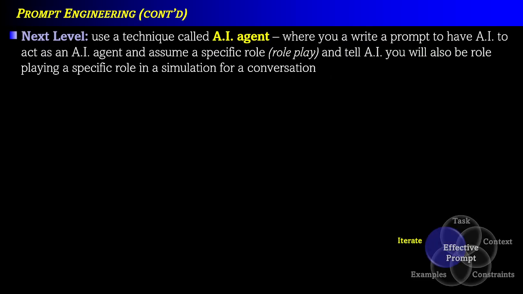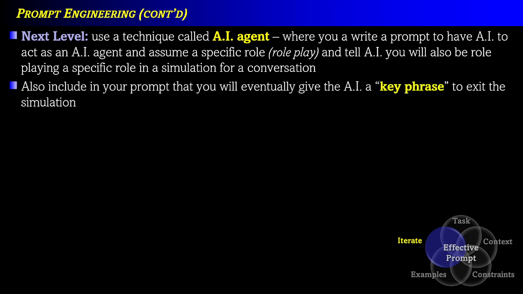Another next level technique is called using AI agency, or an AI agent, where you write a prompt to have AI act as a specific type of, quote unquote, agent and assume a specific role-playing role. And tell AI you will also be role-playing a specific role in a specifically defined simulation for a specific type of conversation. You would include in your prompt that eventually you will give the AI a key phrase or an exit scenario for the simulation.